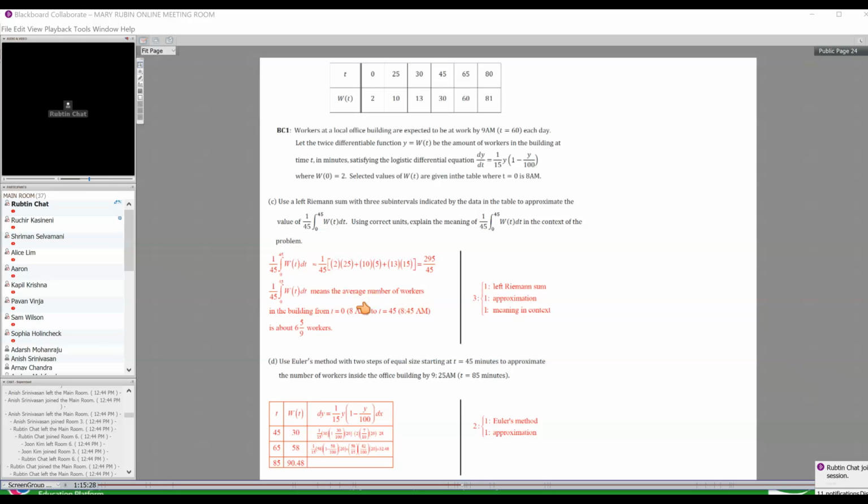So the average number of workers from 8 a.m. to 8:45 a.m. is 6 5/9 of a worker. Somebody's pregnant or something. I don't know. So I'd even write that a second time.